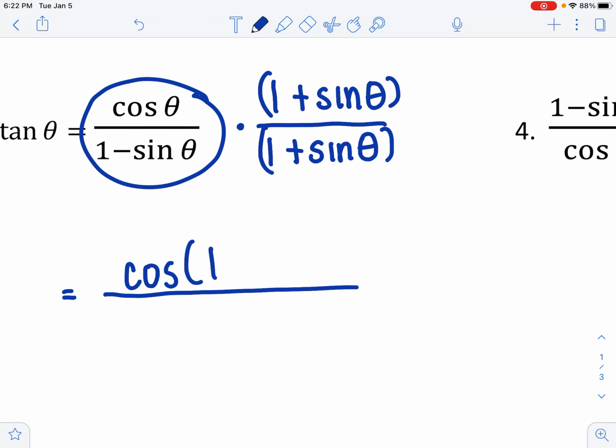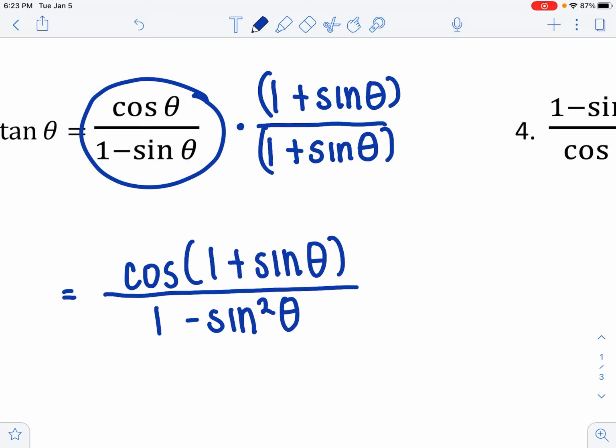Let's actually write our numerator first. Cosine times 1 plus sine. And then my new denominator. 1 times 1 is 1. Outer and inner cancel because they're conjugates. Negative sine times positive sine is negative sine squared.